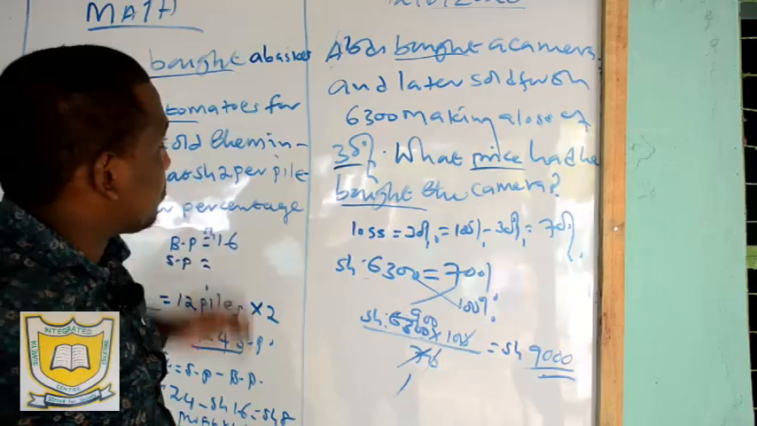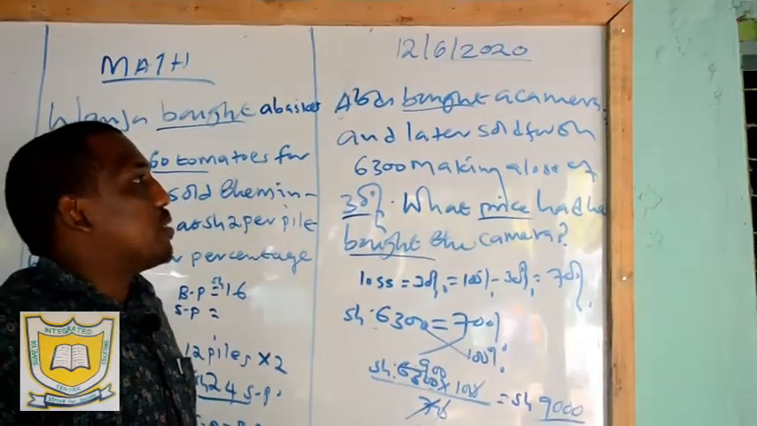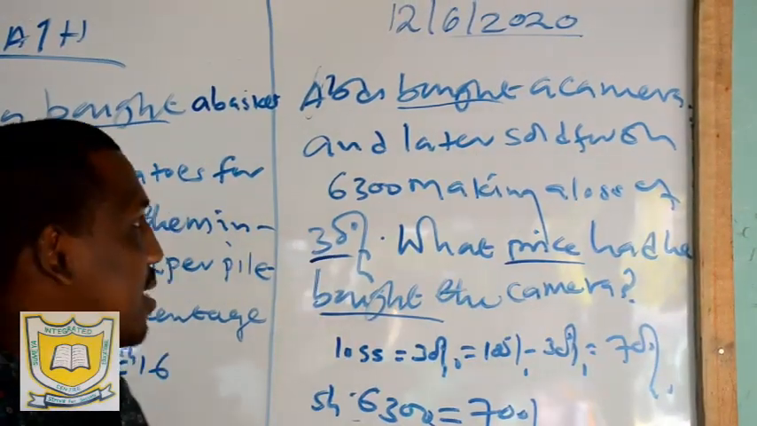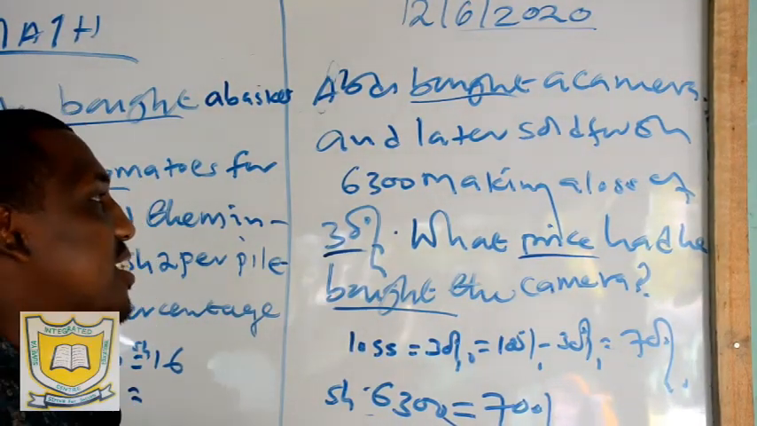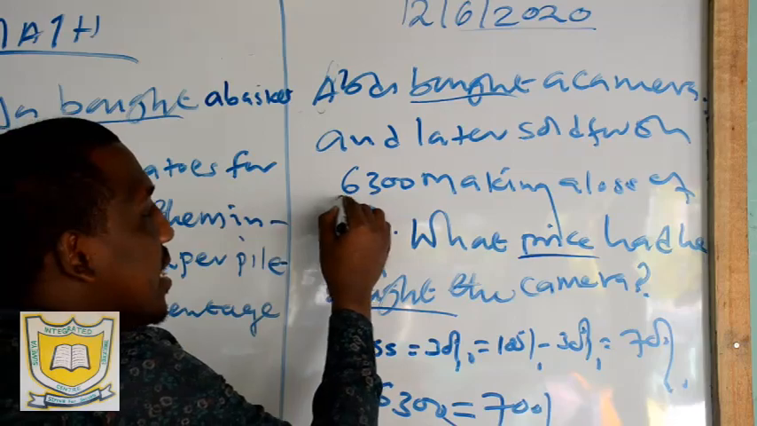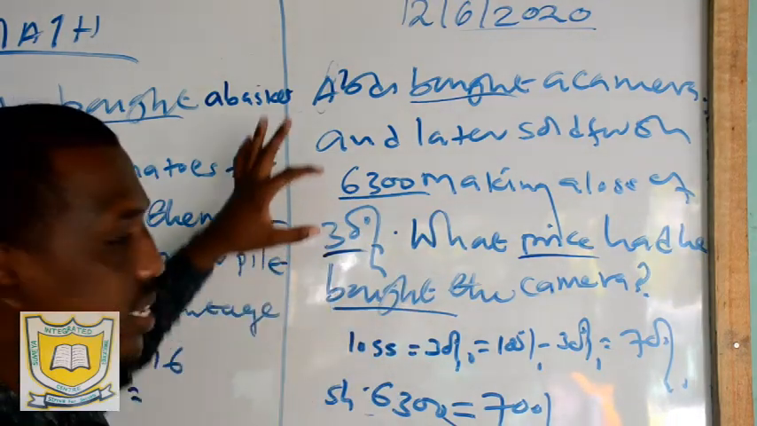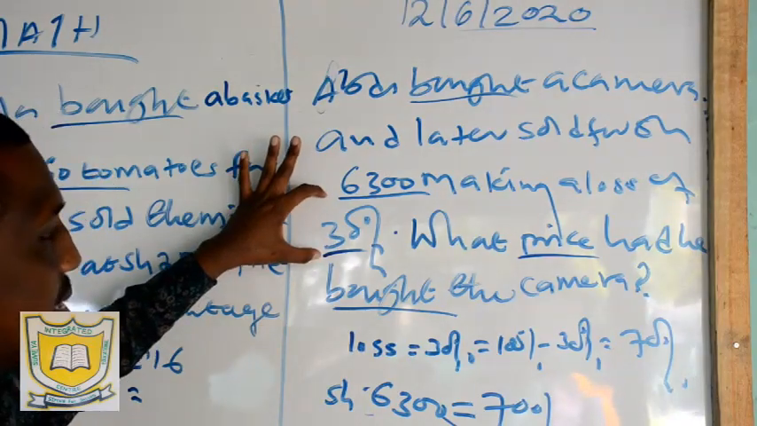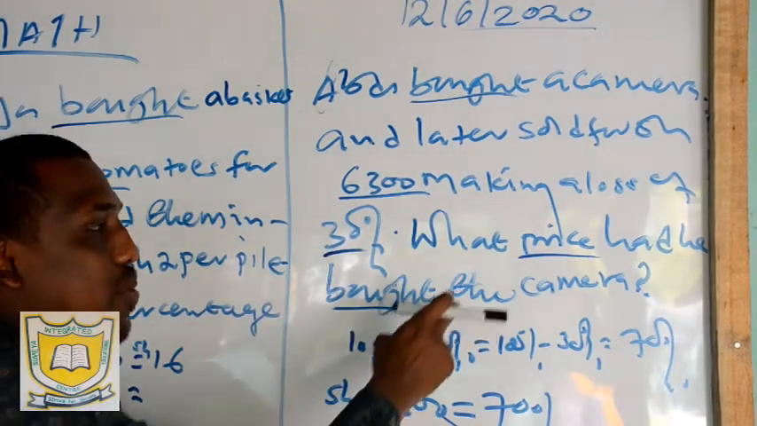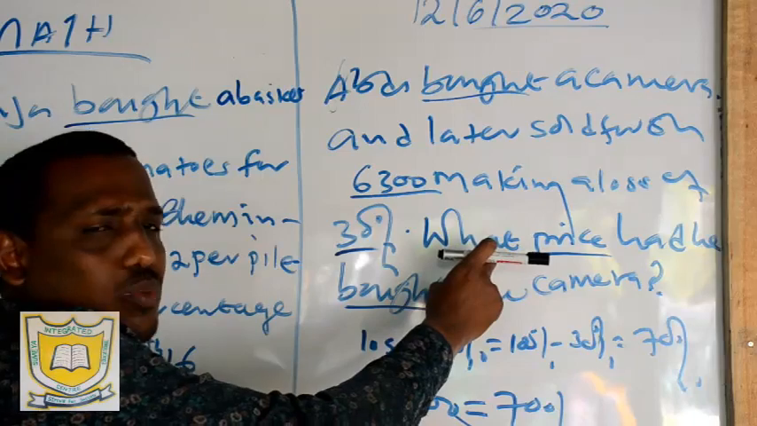I am repeating. You are told Abdi bought a camera. We don't know the buying price. And later sold it for shillings 6,300. That's the selling price, making a loss of 30%. What price had he bought the camera? What is the buying price? That's what they're asking.